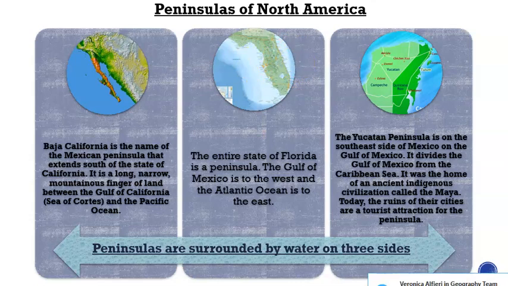The third peninsula of North America is the Yucatan Peninsula. The Yucatan Peninsula is on the southeast side of Mexico on the Gulf of Mexico. It divides the Gulf of Mexico from the Caribbean Sea. It was the home of ancient indigenous civilizations called the Maya, and today the ruins of their cities are a tourist attraction for the Yucatan Peninsula.